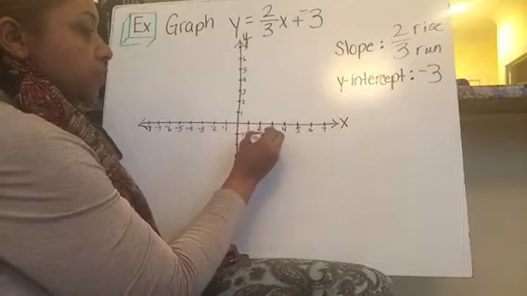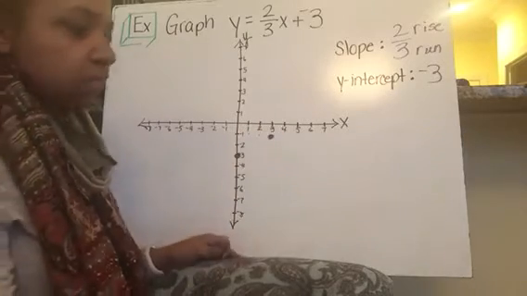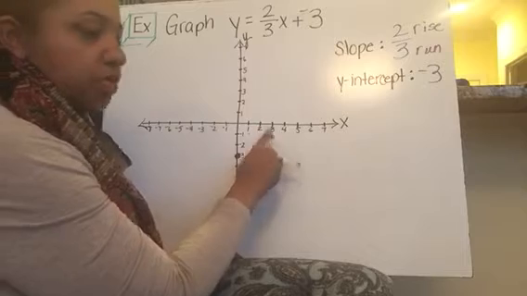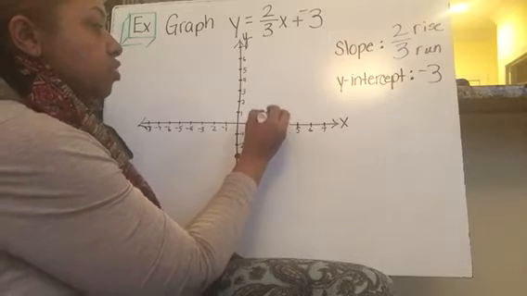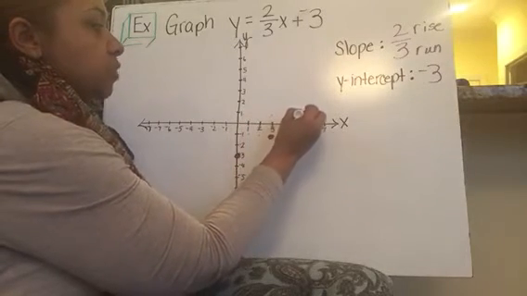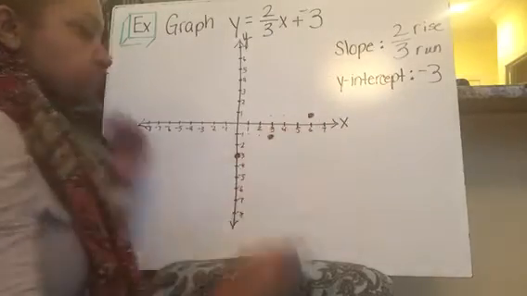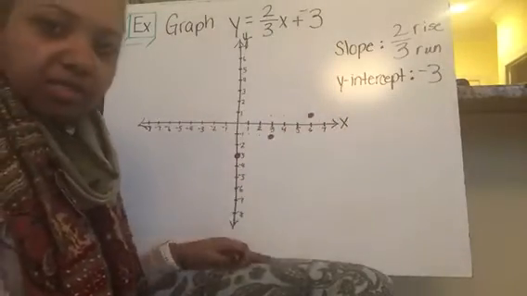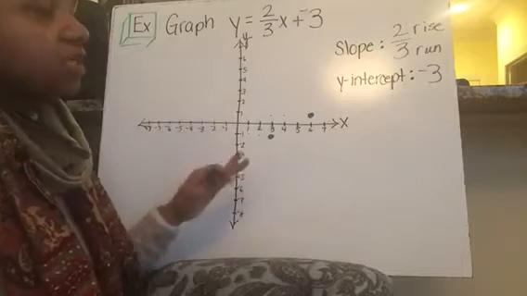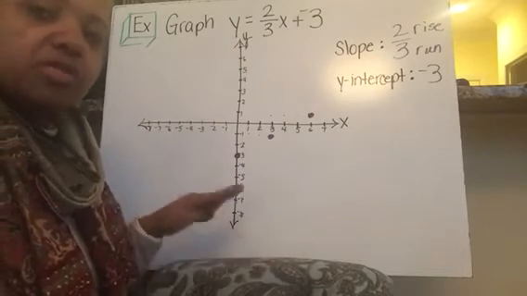over 3. 1, 2, 3. Now repeat with the most recent point. Up 2, 1, 2, over 3. 1, 2, 3. Now, here's the thing. I've run out of space. This will happen. But let me tell you, you can go in the opposite direction and still be okay.